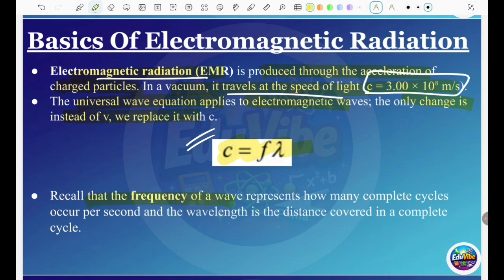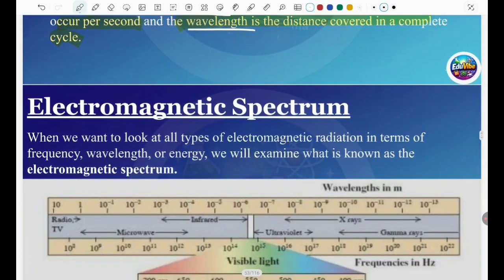So frequency. When we recall the frequency, we have to know the definition of frequency for these types of questions. The frequency of a wave represents how many complete cycles it does per second, and the wavelength is the distance covered in a complete cycle. So how many cycles per second the wave does is called the frequency, and the distance covered to complete that cycle is called the wavelength. Frequency and wavelength are very important terms you have to know, because the formula is all about this. Sometimes in questions, they don't directly give you the frequency and wavelength, they give you the number of cycles per second. So this is the frequency. These are all small things you have to know.